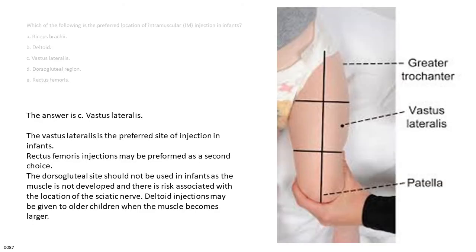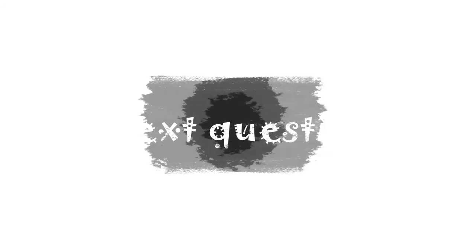The answer is C. Vastus lateralis. The vastus lateralis is the preferred site of injection in infants. Rectus femoris injections may be performed as a second choice. The dorsogluteal site should not be used in infants as the muscle is not developed and there is risk associated with the location of the sciatic nerve. Deltoid injections may be given to older children when the muscle becomes larger.